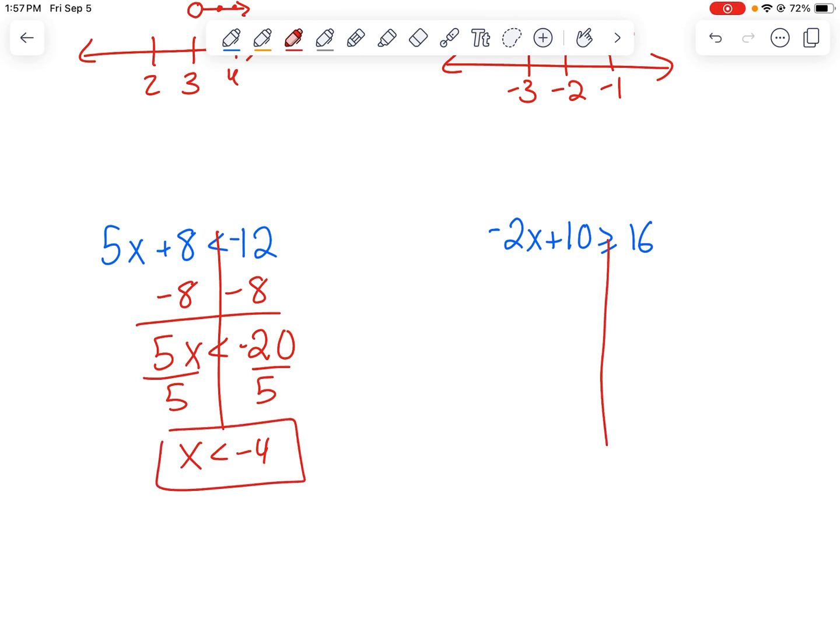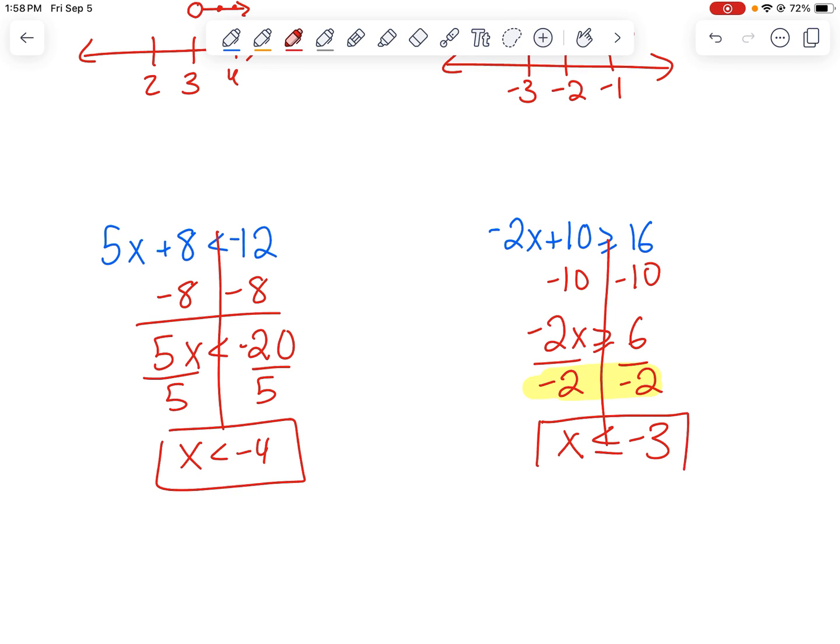Versus this next problem, I would subtract the 10 from both sides to give me -2x is greater than or equal to 6. And then I divide both sides by a negative right here. So that tells me, and I can look through and make sure, did I ever divide by a negative on both sides? That I need to reverse this to less than or equal to. So this is my solution.